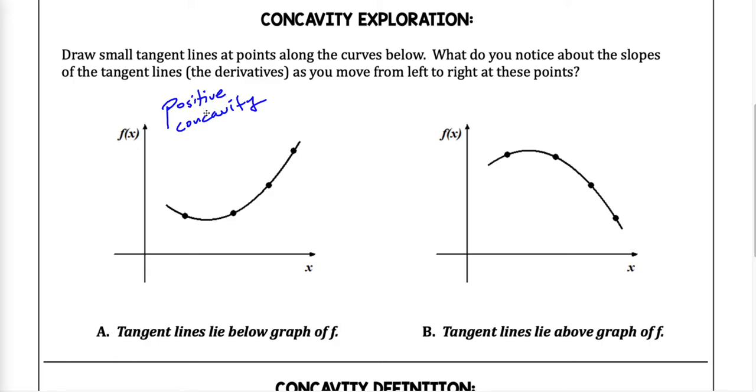A positive concavity means the second derivative is positive. Now, the actual definition of positive concavity is that your slopes are increasing. So that's what this picture was intended to be. If you were to draw some slopes, you will notice that the slopes were getting bigger. So there's different ways to find or define concavity.